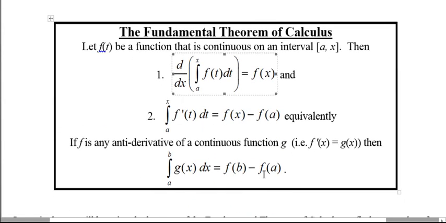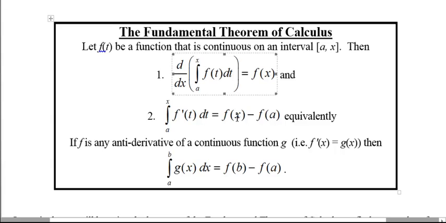So let's review the fundamental theorem. The fundamental theorem of calculus says, let f of t be a function that is continuous on a closed interval from a to x. Then the derivative of the integral from a to x of f of t dt is f of x. So if you integrate first and then take a derivative, you're back where you started, basically. And part 2 is the reverse of that. If we take a function f and take its derivative and then integrate it from a to x, we're back at f of x, well, sort of. We're back at f of x minus the constant f of a.